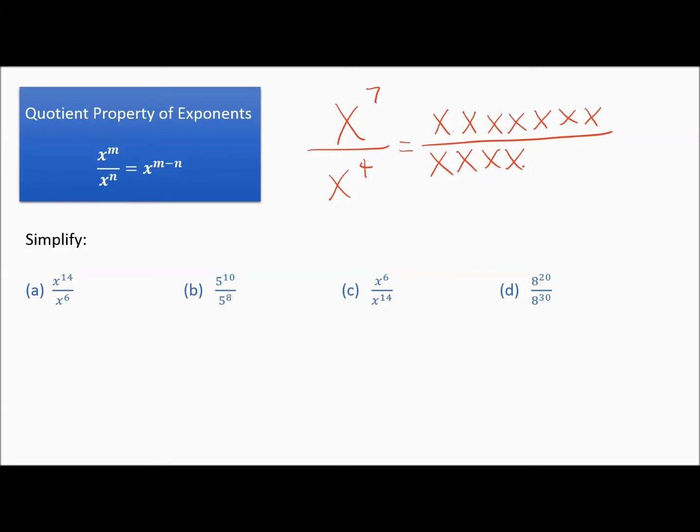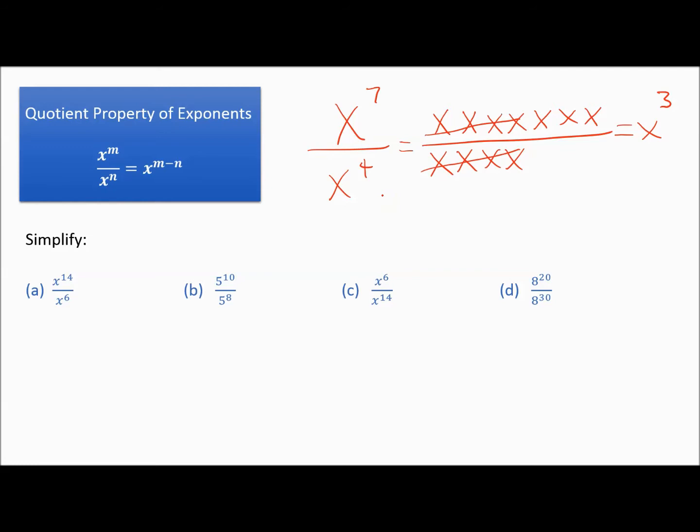Now, you know when you have a fraction, you can simplify by dividing. So these 4 x's divide by these 4 x's to leave you 1. 1 times these 3 x's is x to the 3rd. So essentially that's why that happens. Instead of writing all these out and multiplying, you can simply subtract exponents.